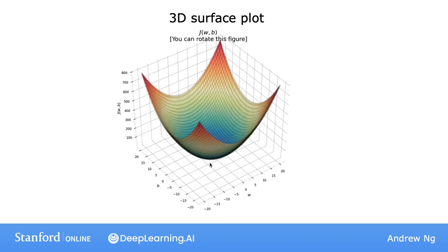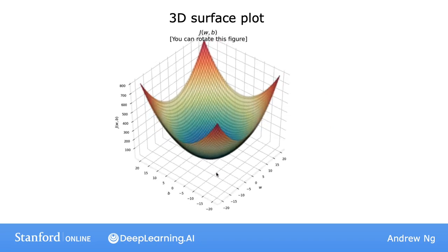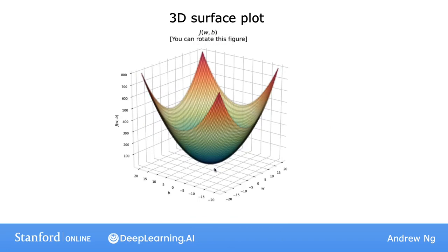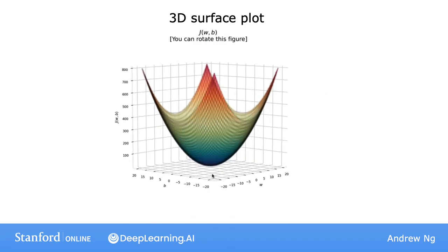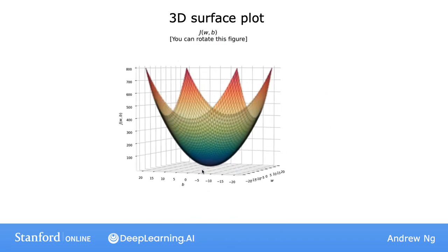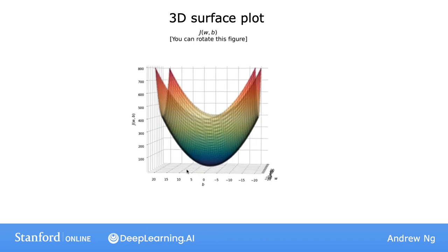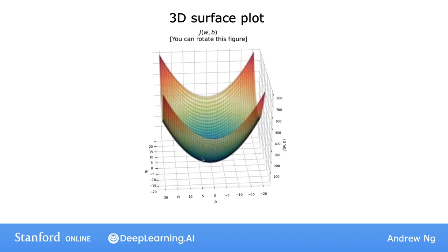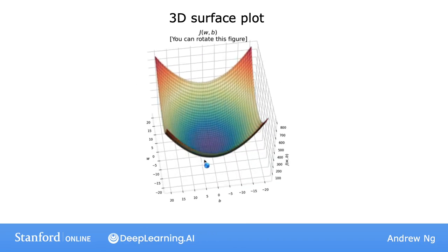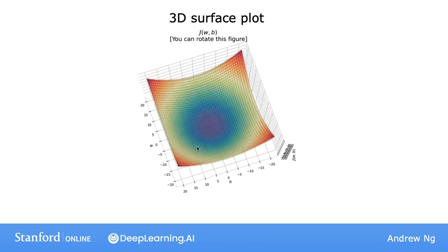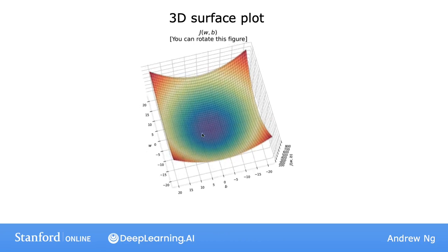Now, in order to look even more closely at specific points, there's another way of plotting the cost function J that would be useful for visualization. Rather than using these 3D surface plots, I'd like to take this exact same function J, so I'm not changing the function J at all, and plot it using something called a contour plot.